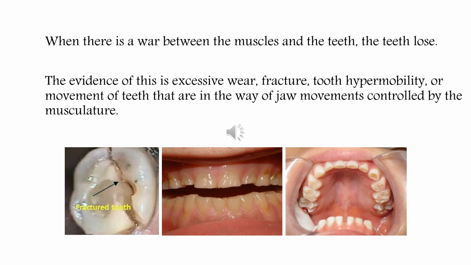And these pictures show how, if an imbalance happens in the masticatory system, the teeth lose. They crack, they fracture, they wear down. The muscles will not get affected, neither the TMJ. Sometimes they might have some pain, some discomfort, but the first signs that you will see usually are on the teeth, by cracking or fracturing.